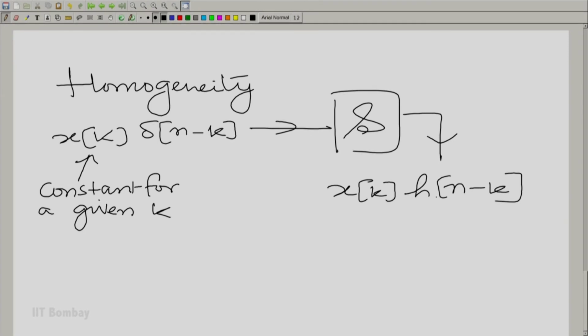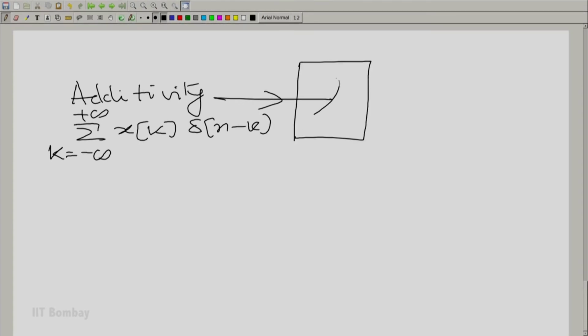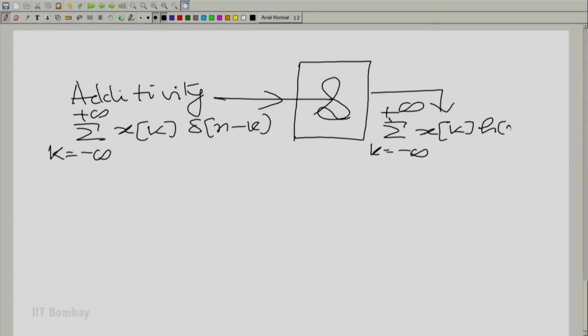And finally, I invoke the property of additivity, and that tells me that when I add over all k, k going from minus to plus infinity, x[k] delta[n minus k], the same thing should happen at the output. So, I should get summation k going from minus to plus infinity, x[k] h[n minus k]. And what is really this particular expression that we have here? This is essentially x[n].